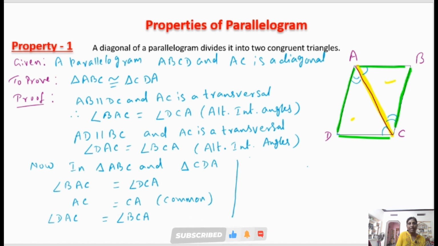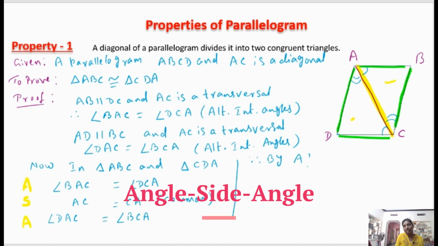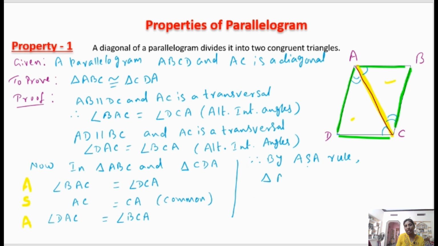So now by the ASA rule, see, one angle is equal, then one side is equal, and another angle is equal. Therefore, by ASA rule, triangle ABC is congruent to triangle CDA. Okay, clear? So we have proved a property.